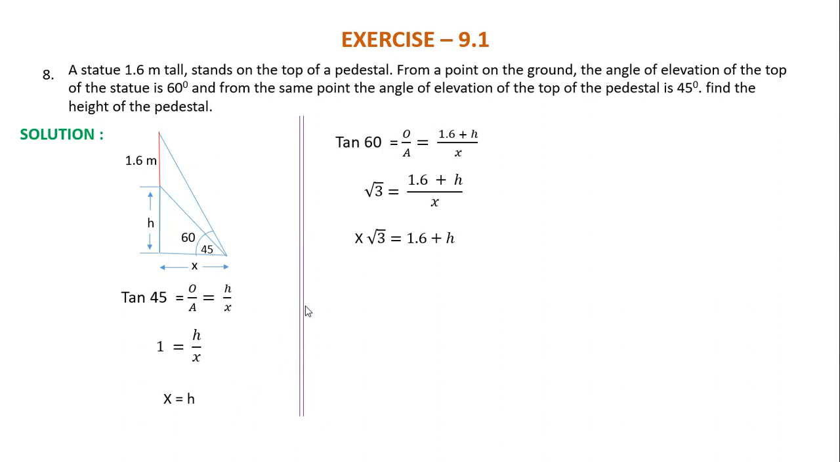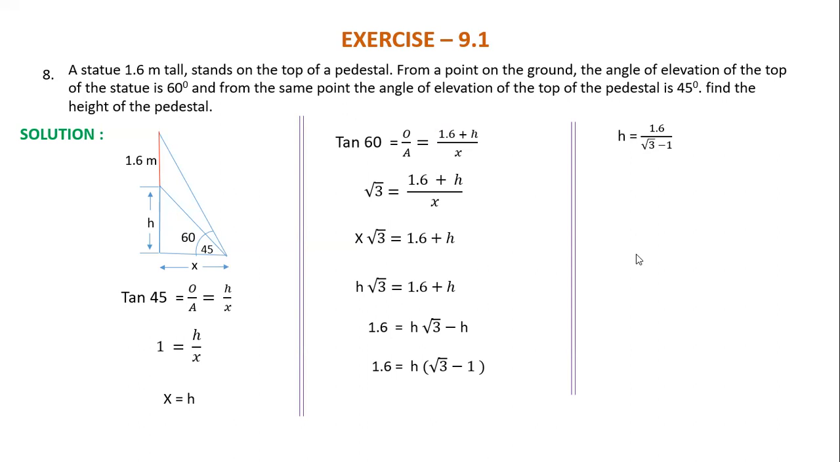So, what I will do, I will replace x with h because x and h are equal. So, I will make it h root 3 is equal to 1.6 plus h. Now take h this side, it becomes 1.6 equal to h root 3 minus h. Take out h common, root 3 minus 1. Bring root 3 minus 1 below 1.6. So h is equal to 1.6 upon root 3 minus 1.